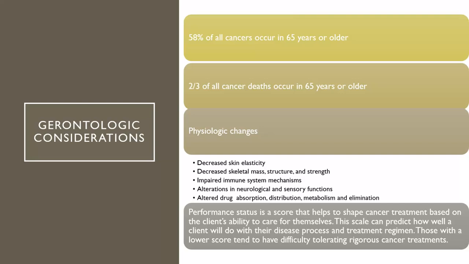So, geriatric considerations: 58% of all cancers occur in those 65 or older. 2/3 of all cancer deaths occur in those that are 65 or older. Physiologic changes: remember, everything gets slowed down, you start losing stuff. So elasticity is no longer there, skeletal mass, structure and strength are decreased. Immune system is impaired, alterations in neurologic and sensory functions, and drug absorption, or how it's distributed. It stays longer in the body.